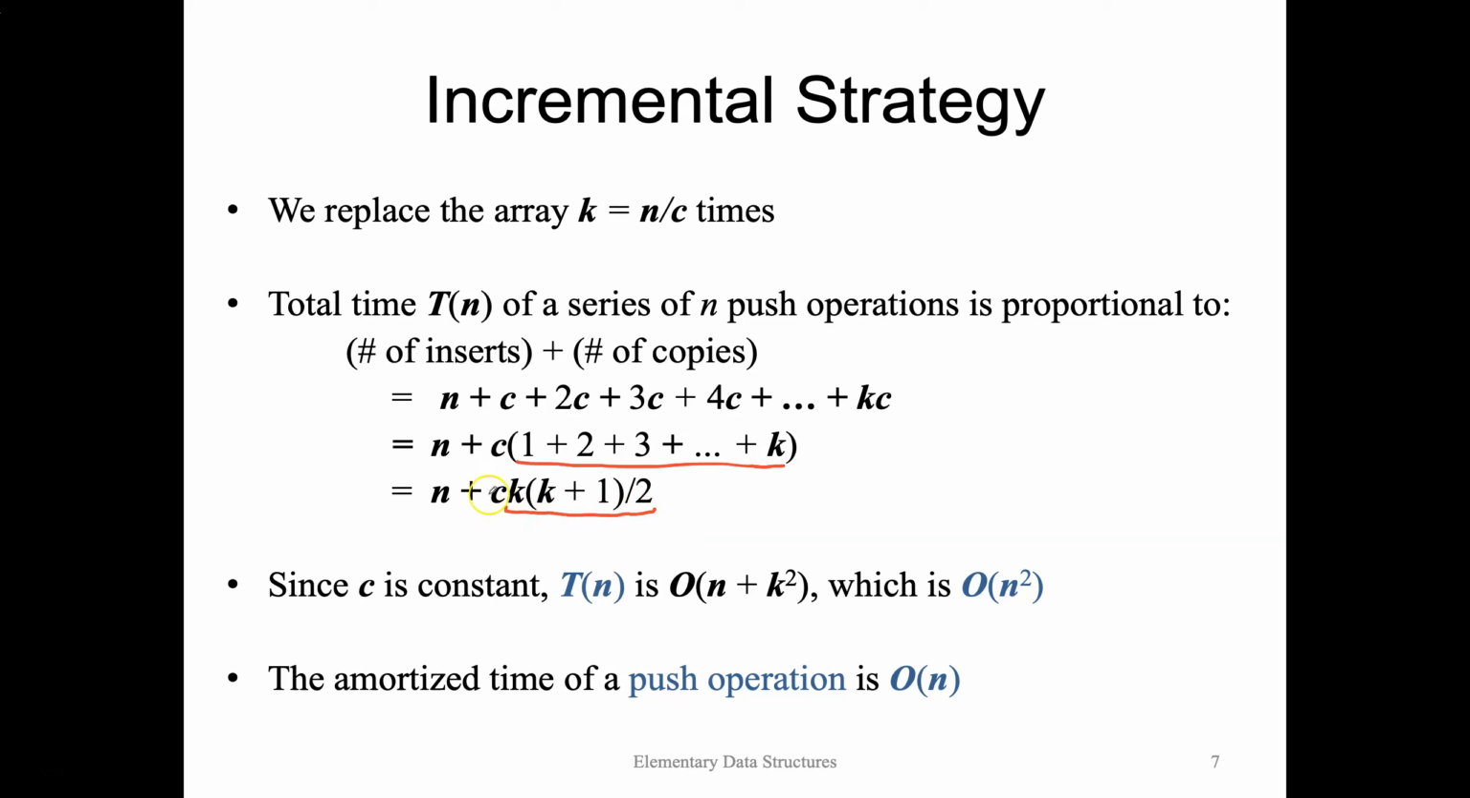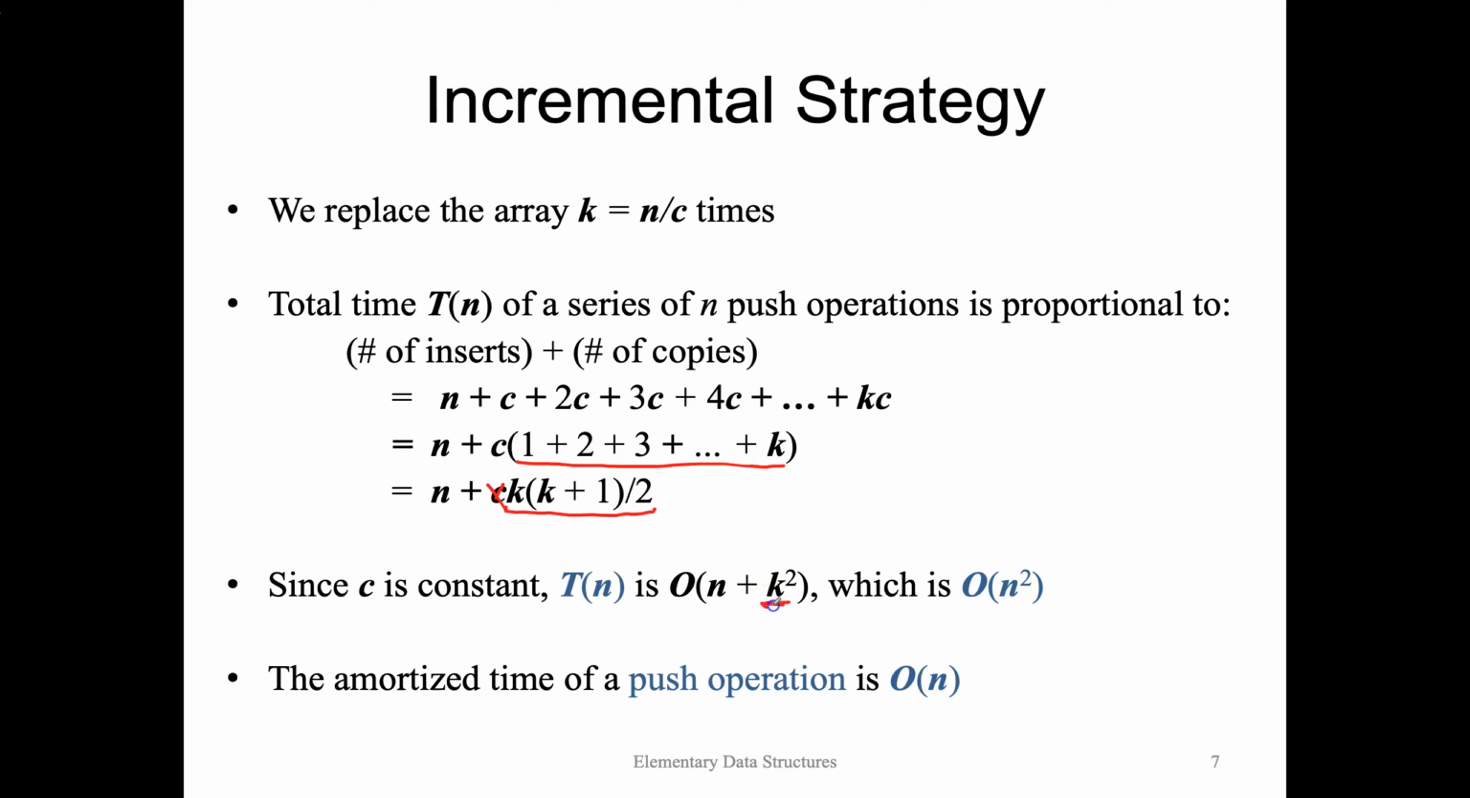So that means that since c is a constant, we're going to get rid of that. Once we want to put this in big O notation, we get rid of any constant coefficients. So our half we'll get rid of as well. And we're left with n plus k squared, right? Once we get rid of any coefficients here and lower order terms.